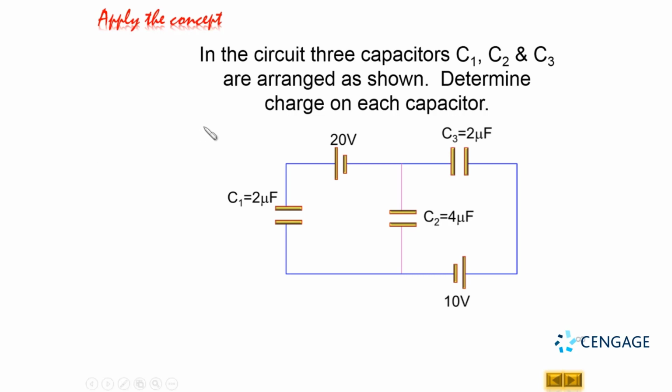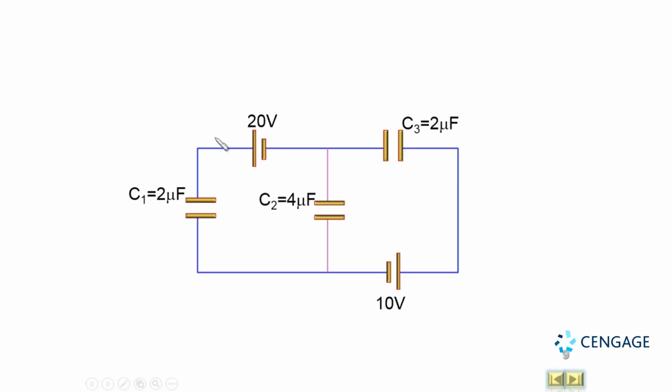So let us make this circuit again. The first step for solving the problem is to assume one point as a reference node. We can take any point as a node. Let us take this point as the reference node. Let us call this point A, the reference node, and write the potential of this node as 0 volt.